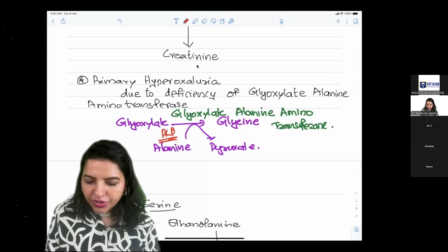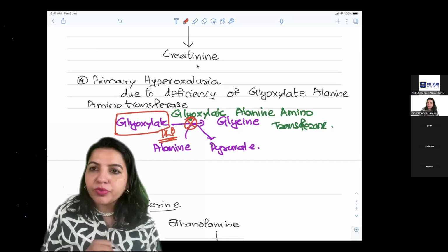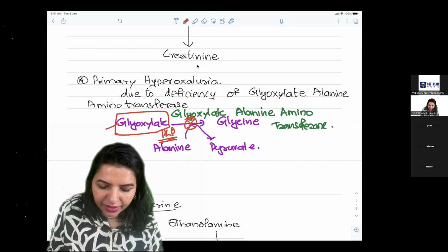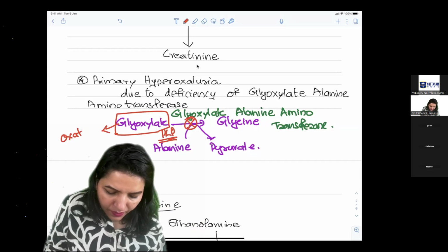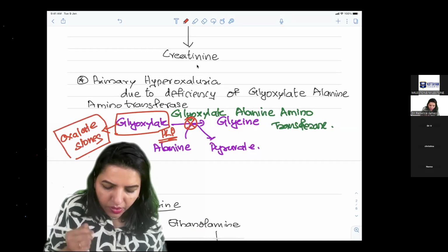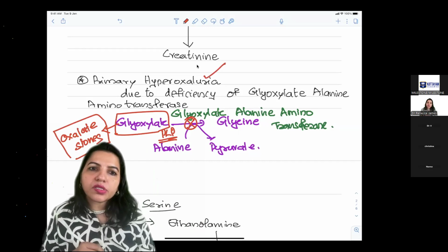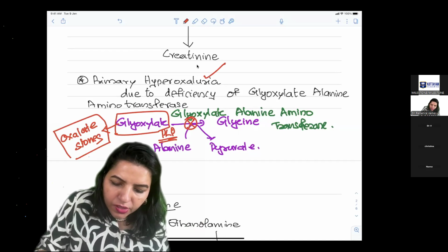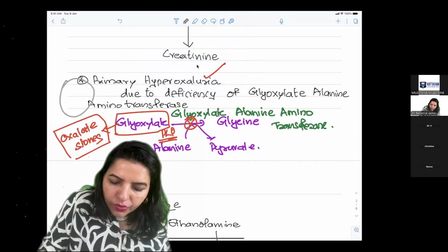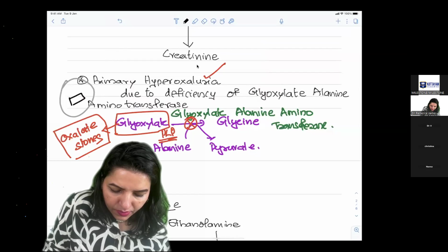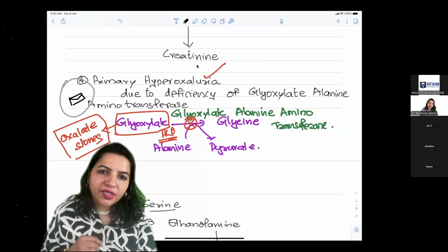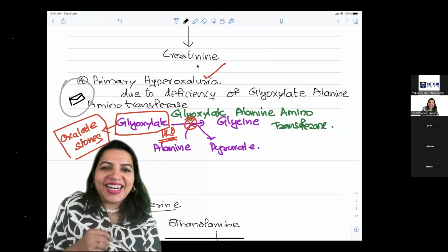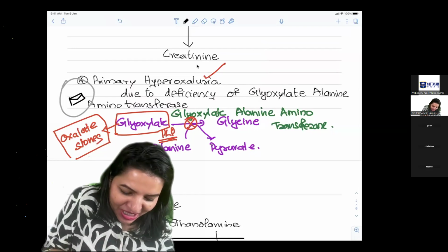If there is a deficiency of this enzyme, glyoxylate accumulates. Glyoxylate accumulating means finally it is converted to oxalate, which forms stones. That is why it is hyperoxaluria. It causes oxalate stones. What is the shape of oxalate stones in microscopy? Yes, envelope-shaped crystals.